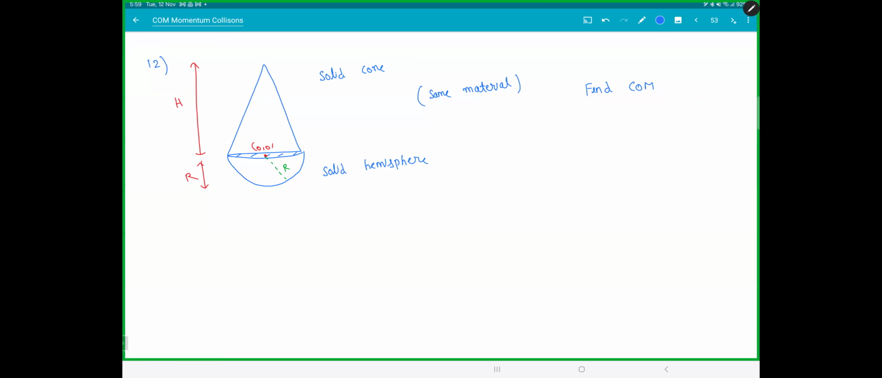I hope the diagram is clear. Now, this is what I was saying last time. If you have a system and you can divide it into n parts, the center of mass of the n parts will be the center of mass of the whole system.